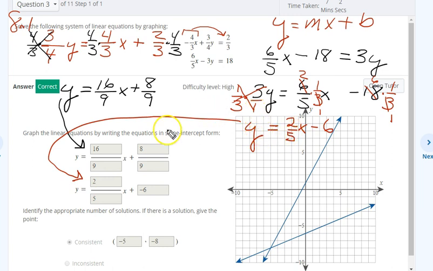Now again, once you put these in slope-intercept form, the lines form. But now we have to state, is this consistent, inconsistent, or dependent, which we can't see, which is down below. And the answer looks like it has a point of intersection right there. So this would be consistent. And we go over, this is -5, come down, -8, which is what this person did and had it correct.